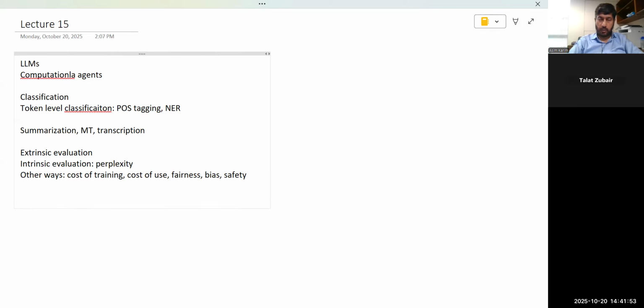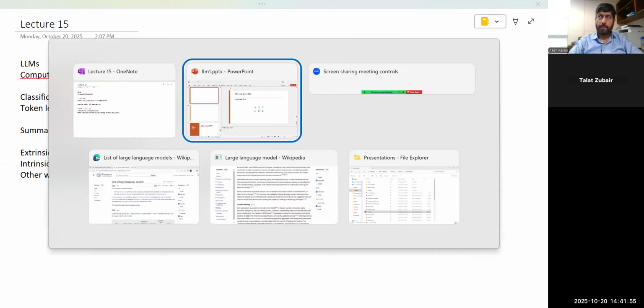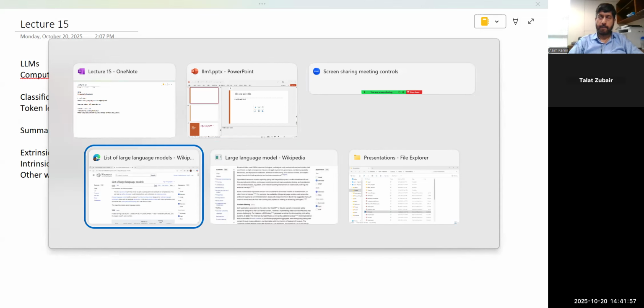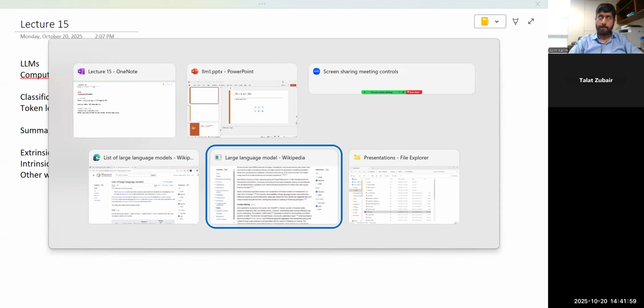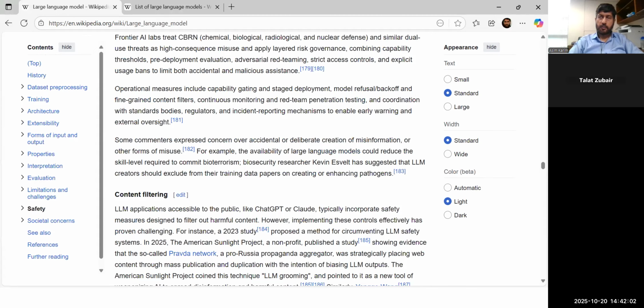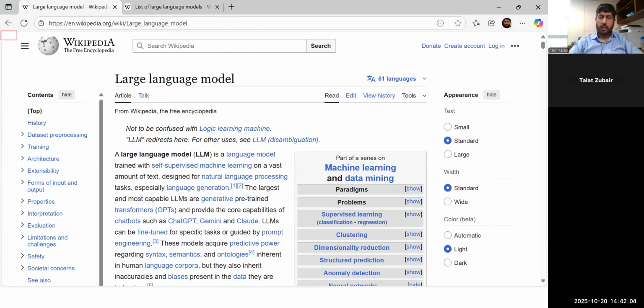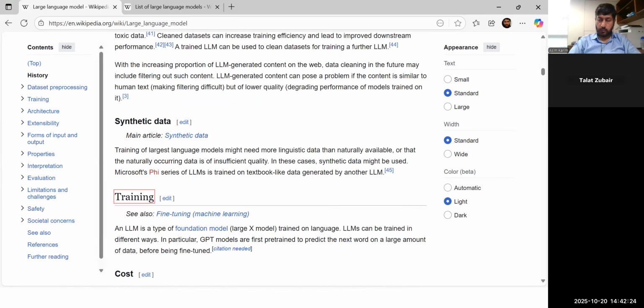Okay. So let me show you this page on Wikipedia on large language models. I think it's a good summary. You can read the chapter in the textbook as well, chapter 7, but you can also go through this page, which is well structured, and it will give you a good summary of what the current trends in large language models are today. So we'll go down.